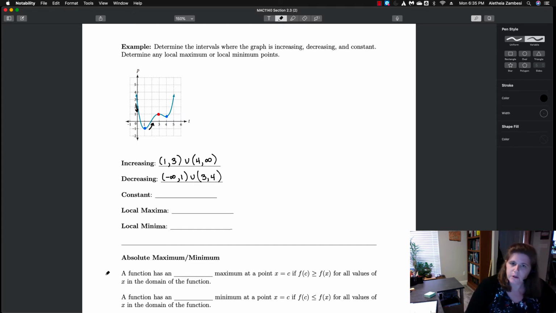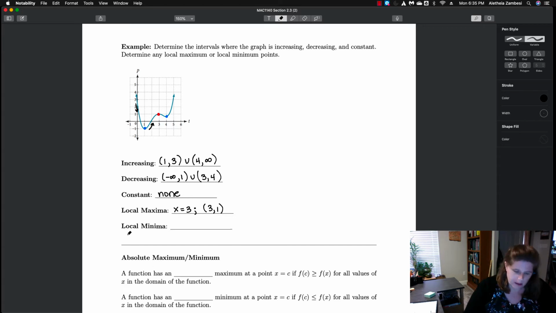So we have several turning points. Each one should be a local max or min. None for the constant. We don't have any here. For local maxima, we only have that one. Now, our local maximum is at x is equal to 3. It has an actual point. So if I want the actual point of that maximum, I would include the x and y value. So that is at the point (3, 1).